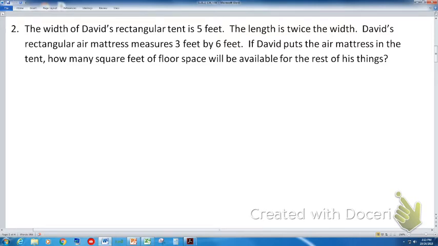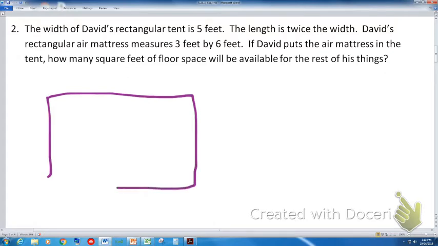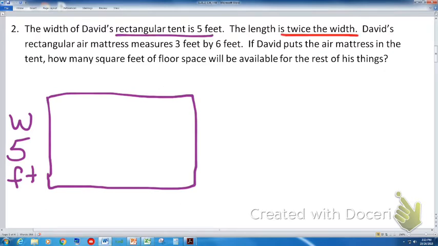So first things first, you need to imagine you're looking at the tent from the top down. You're flying above your tent and looking at the floor space. So this is the floor space of David's tent. David's width, we'll say the side is his width, is 5 feet. Now his length is twice his width, so his length is 2 times his width.